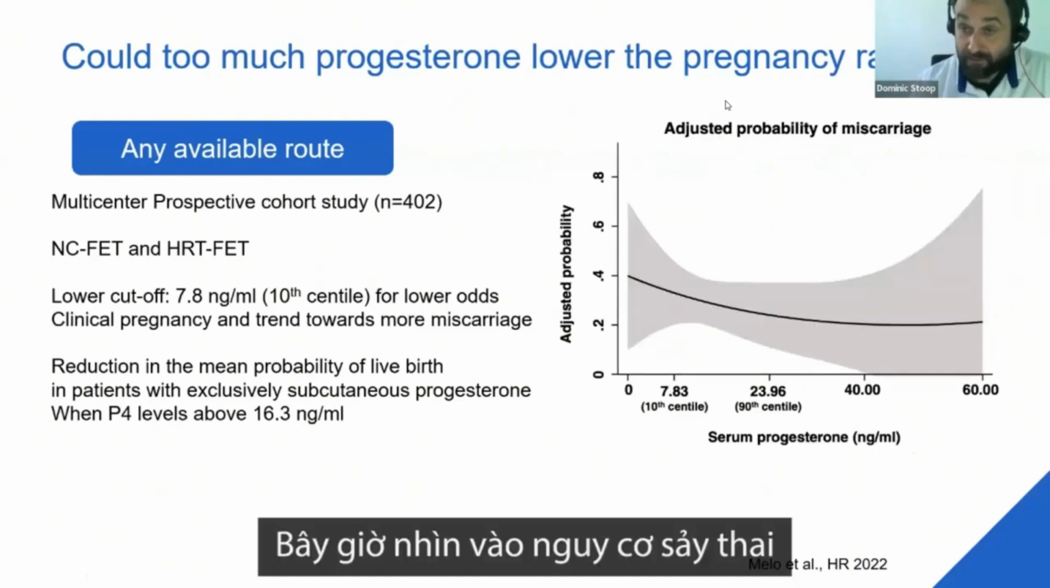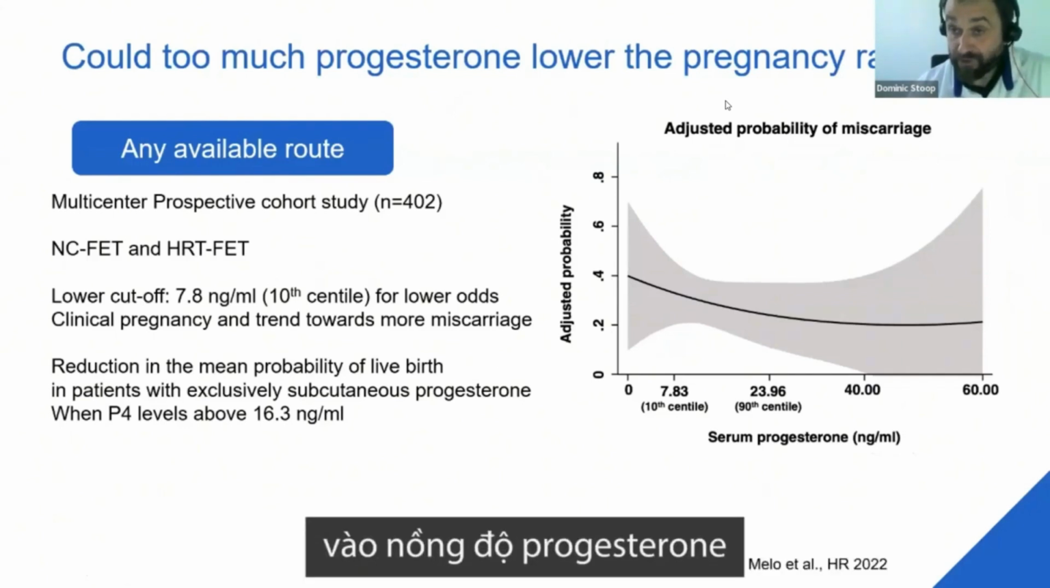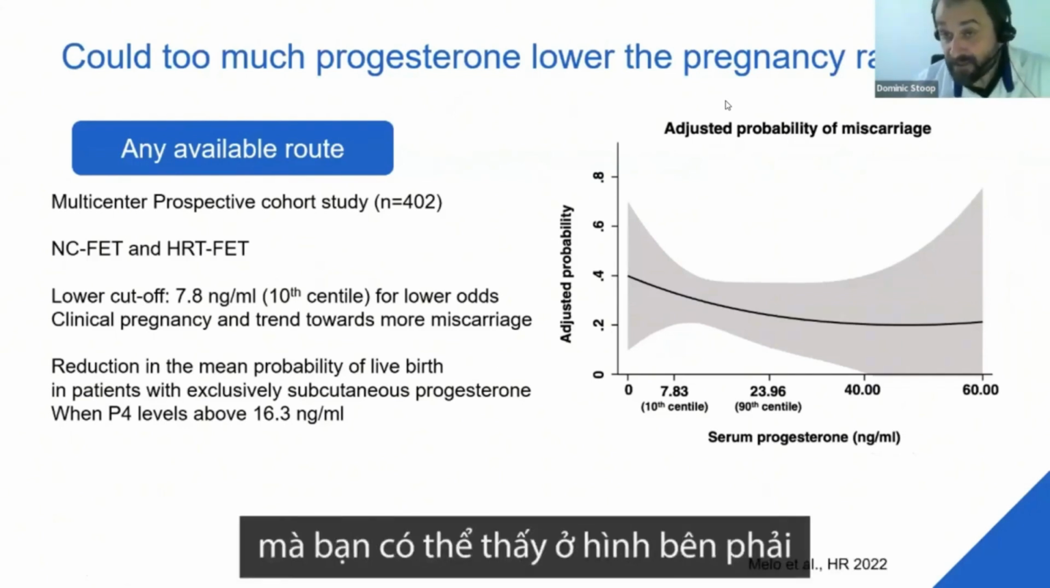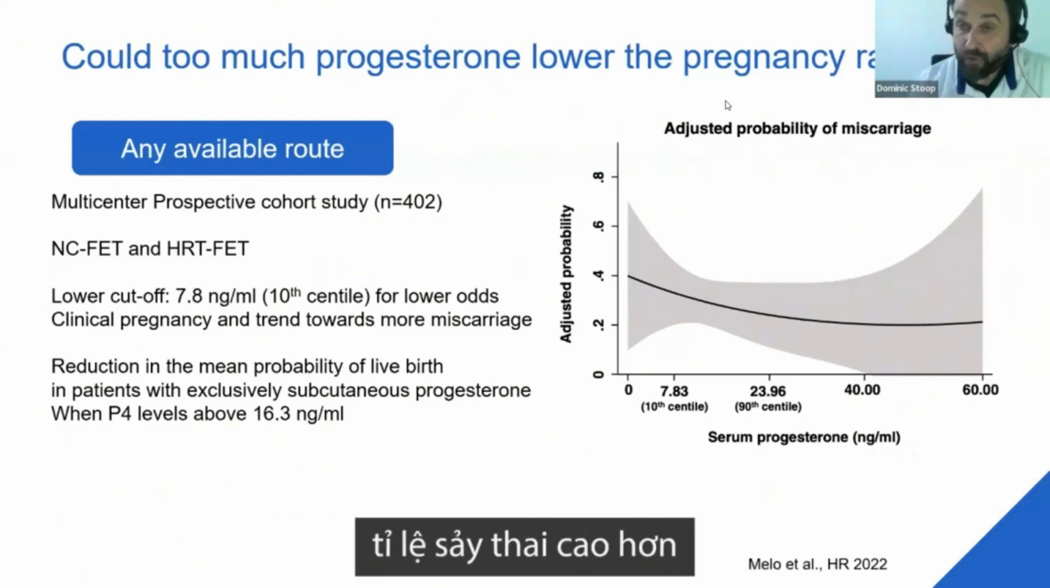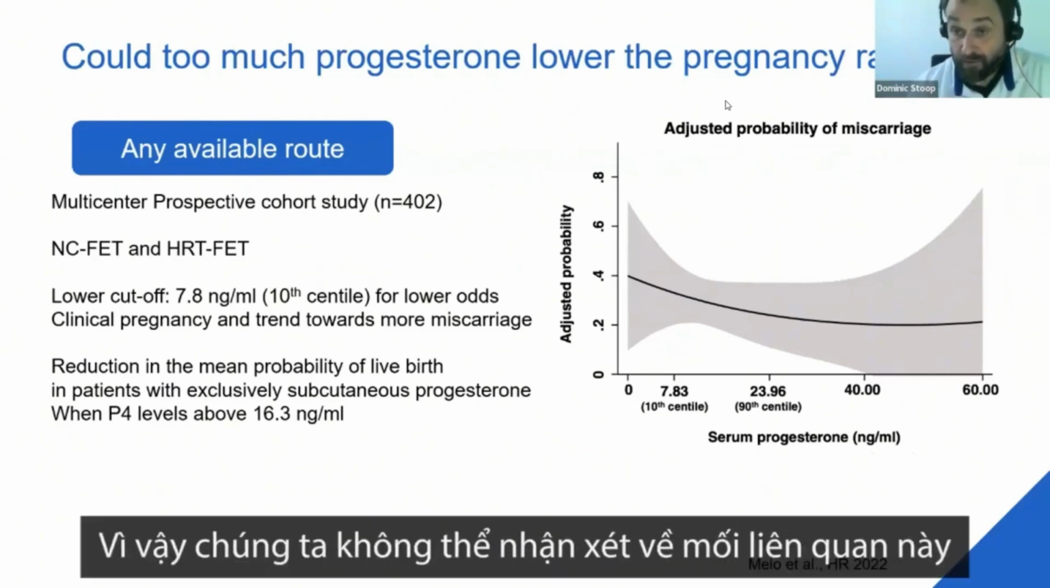He also looked at the risk of miscarriages. That did not seem to be significant, depending on progesterone levels. But there was a trend, as you can see here in the figure on the right, to higher miscarriages. But again, it was not statistically significant. So basically, we can't comment on this.